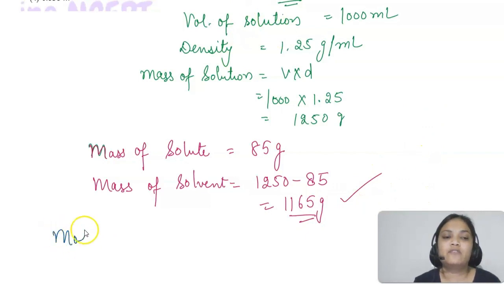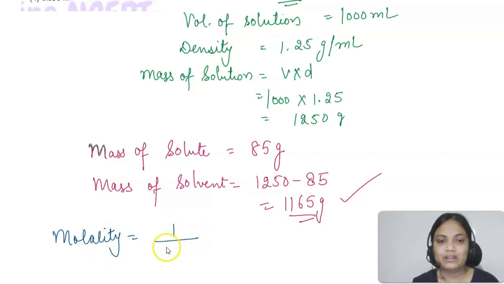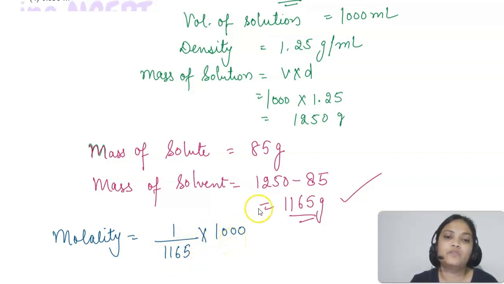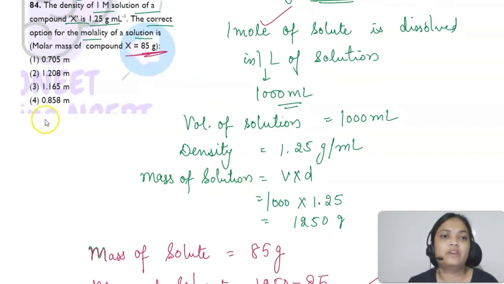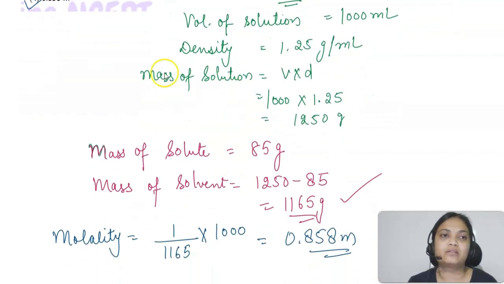Now you can clearly find out the molality. Molality is the number of moles of solute, which is 1 mole, dissolved per kg of the solvent, right? So it's 1165, it's in grams, so into 1000. All right, so you will be solving it. It will come out to be 0.858 molal. Okay, 0.858 molal. So it's option number 4. Alright, so that is going to be the answer. This is how from the molarity we have calculated the molality of the solution.